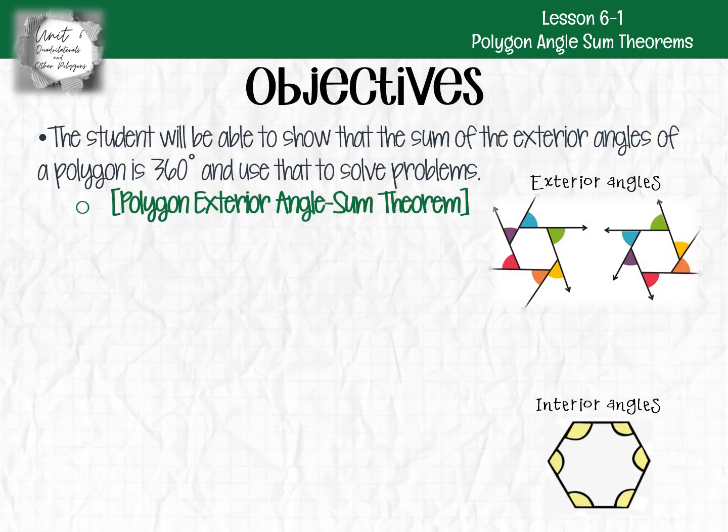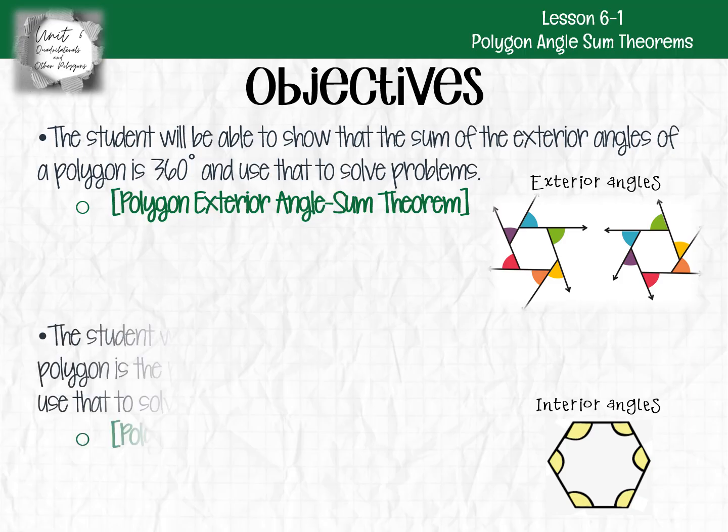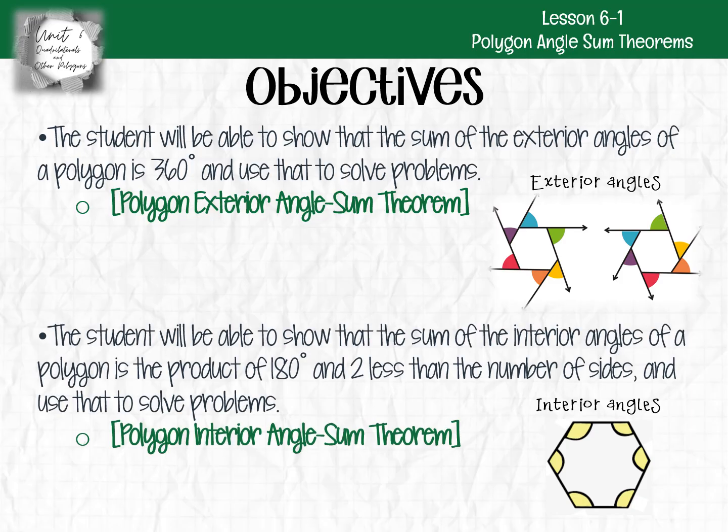Objectives. The students will be able to show that the sum of the exterior angles of a polygon is 360 degrees and use that to solve problems. That's using the Polygon Exterior Angle Sum Theorem. And the students will be able to show that the sum of the interior angles of a polygon is a product of 180 degrees and 2 less than the number of sides, and use that to solve problems. That's the Polygon Interior Angle Sum Theorem.